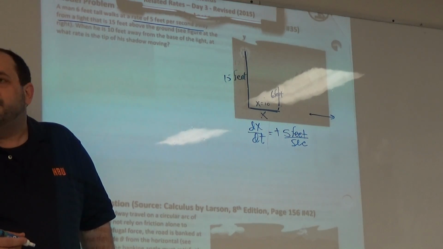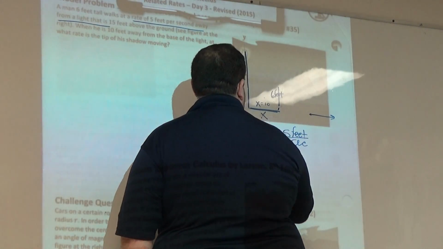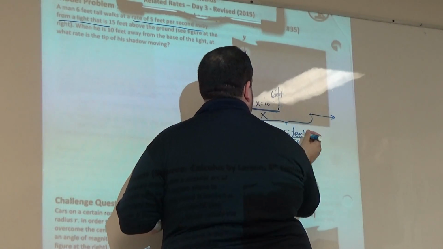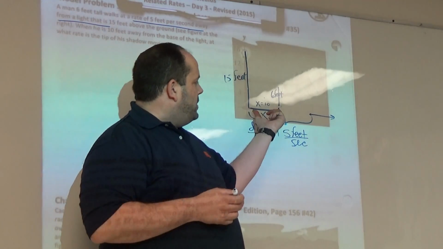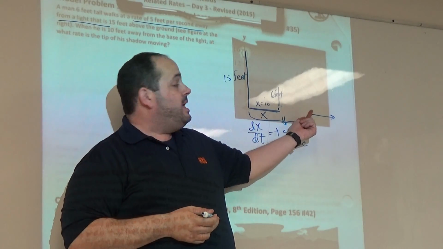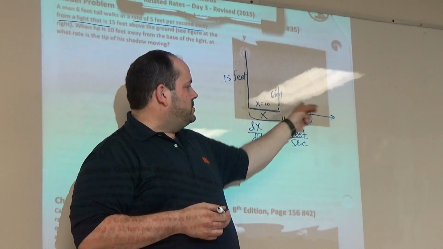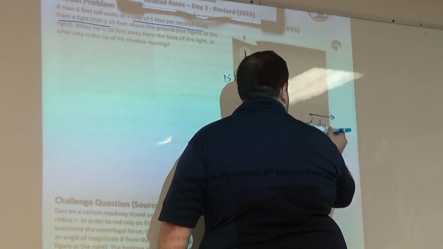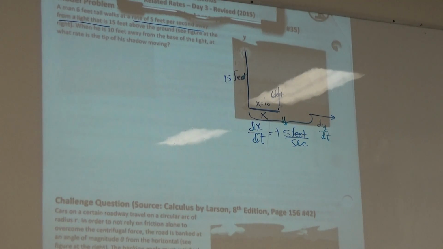So I'm going to have to introduce another variable here. The other variable I'm going to introduce is y. So let me get a different color going here. y is going to be the distance from the lamppost to the tip of his shadow. So x is how far he is from the lamppost, and as we saw, the shadow is always out in front of him. The shadow has some length, so y represents the distance from the lamppost over to here. What I'm looking for is dy/dt. Right, that's what I'm looking for, dy/dt.